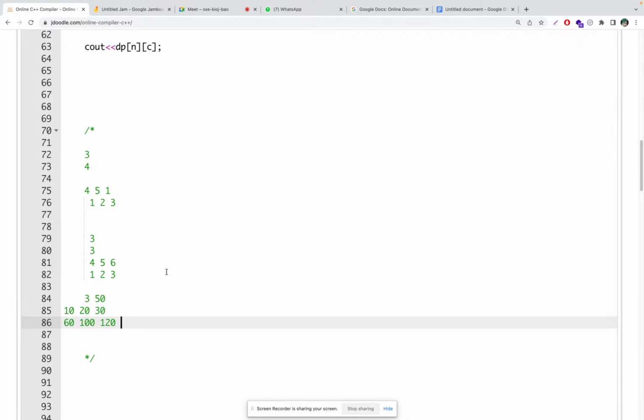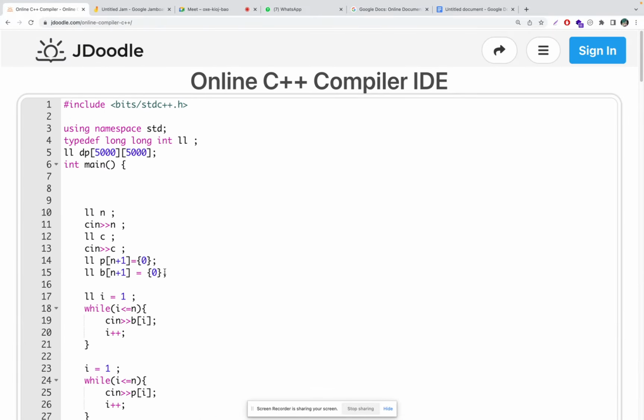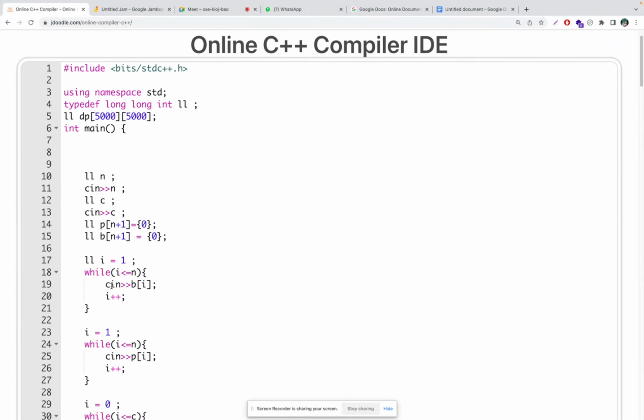What is P2? Can anyone tell me? 100. Yes, correct, it will be whatever is written for the second one. And what is W2? 20. Very good. So guys, can you see that I took the input of N and C, then I took the input of all the weights, right?